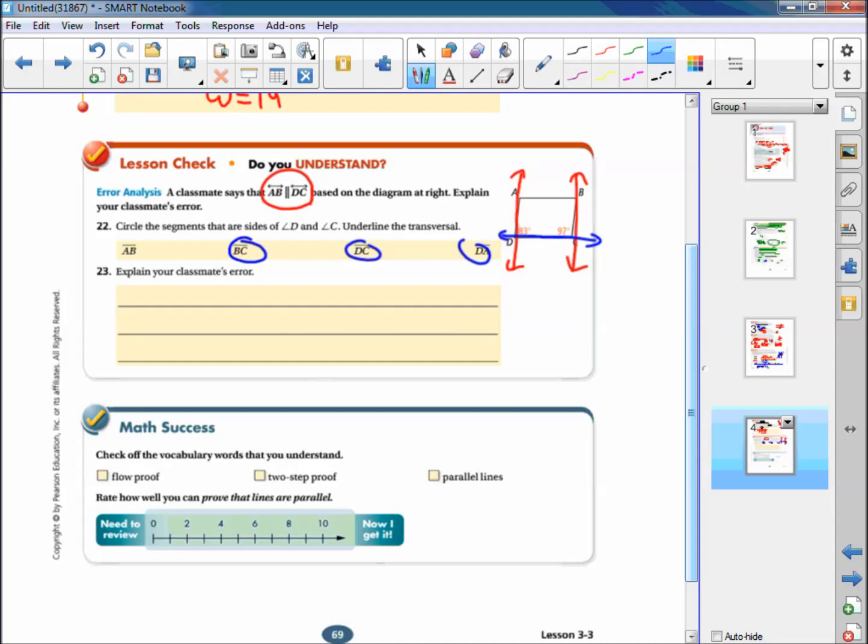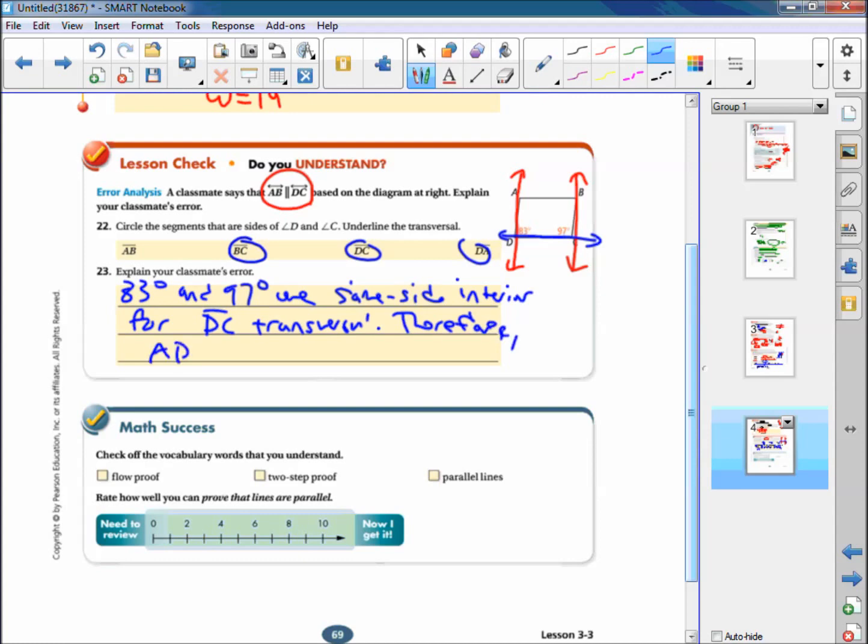So he has his parallel lines mixed up because 83 and 97 are same side interior for DC, its transversal. Therefore, AD is parallel to BC, not what he wrote. Okay, so we had to fix it a little bit.